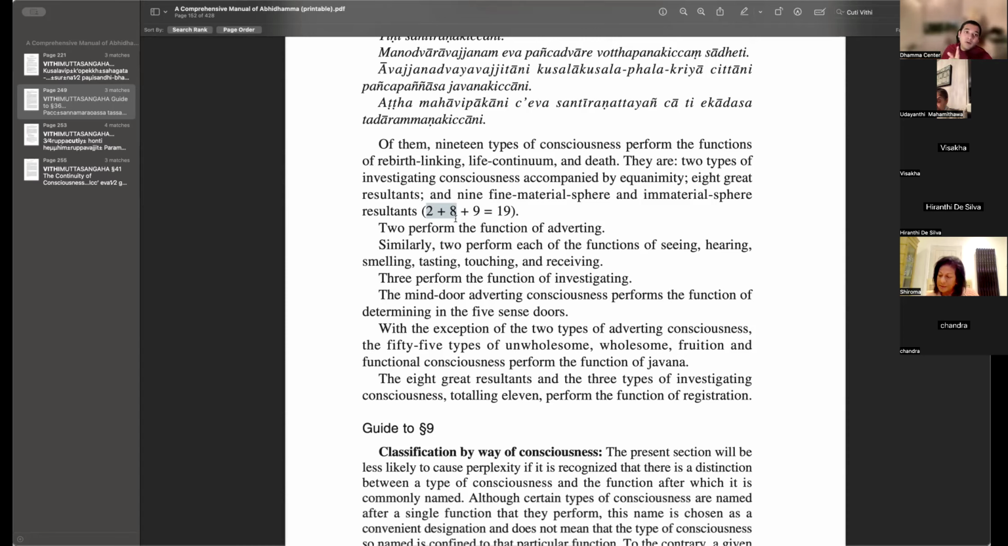And the 5 Rupavachara Vipakas and the 4 Arupavachara Vipaka Chittas, all together 19. Now do not forget that.